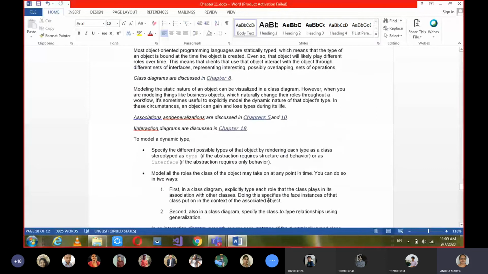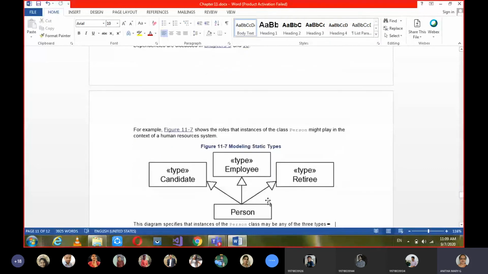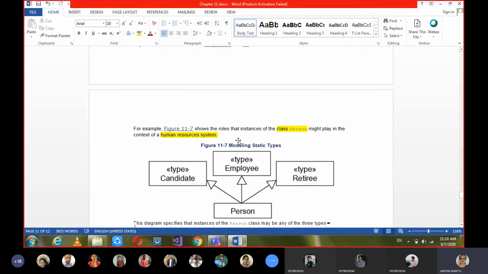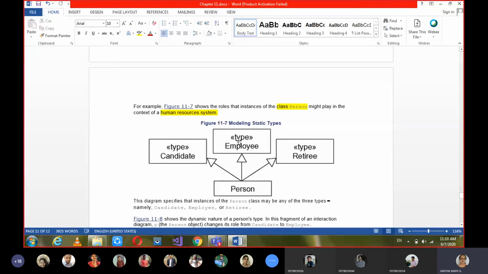So here, the example of a particular person only is given. Suppose a class as person in a human resource system. See, common modeling techniques means taking some real-time example and then explaining the terminology we have studied. That is the common modeling techniques.